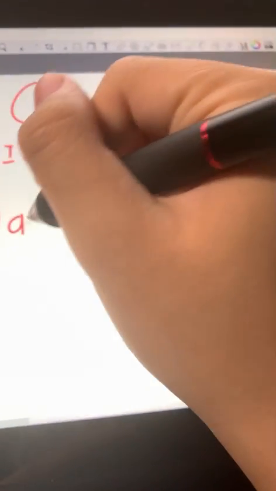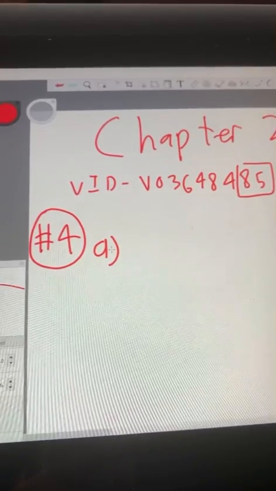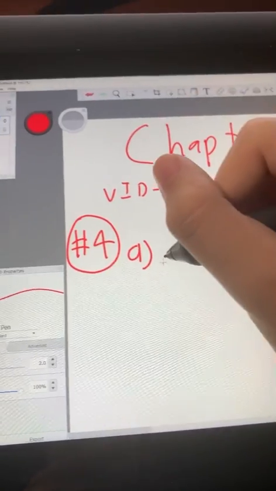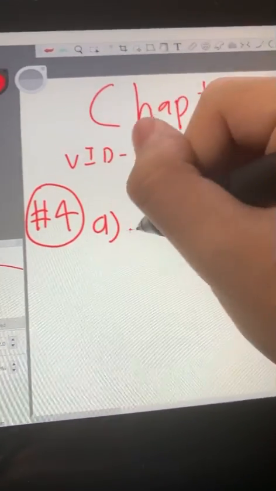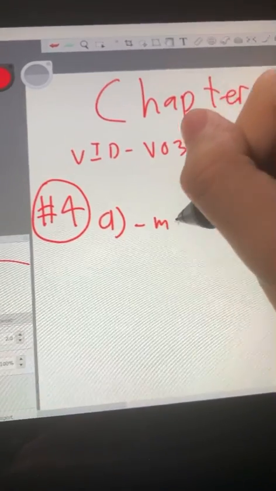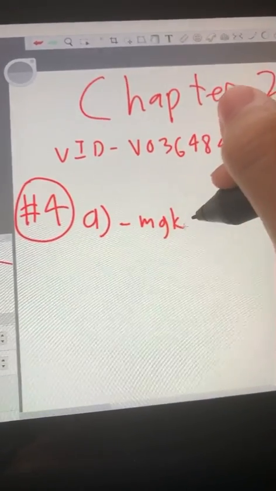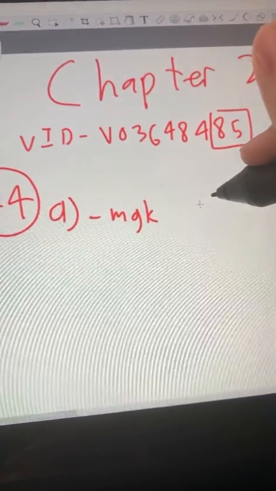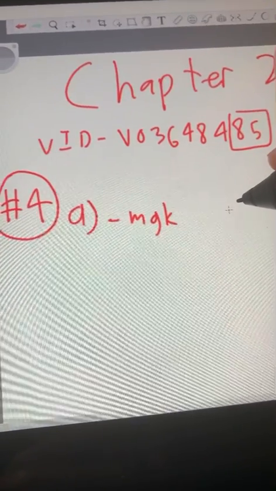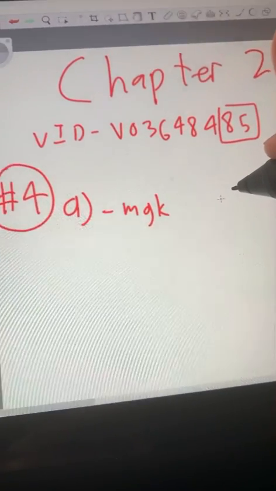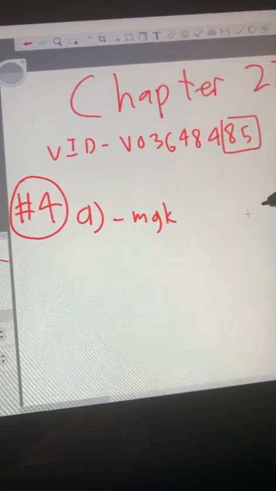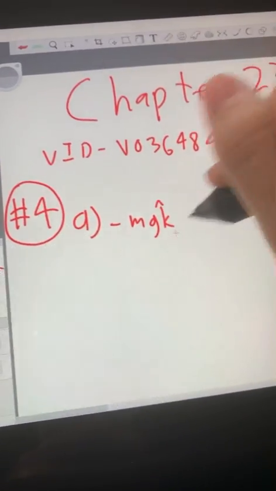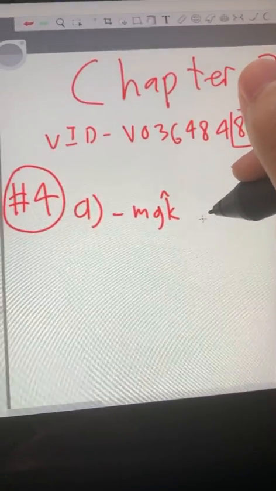So for part A, we would use, from those selected terms, negative m, g, k, because since this is taking place in a uniform field, the force doesn't depend on the object's location. So in reality, we don't need the z at all, and we use k instead for the equation.